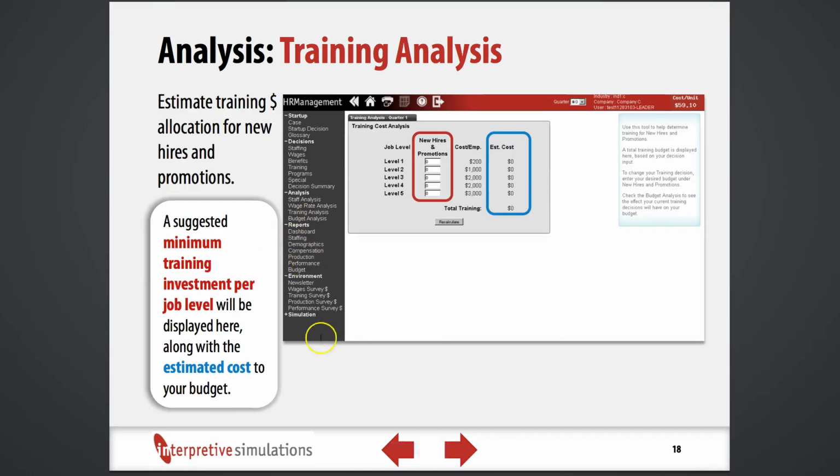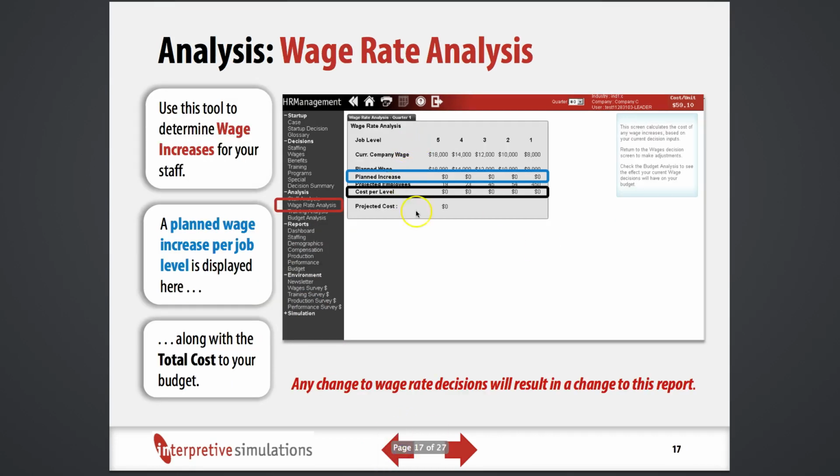So, whoops, let me go back again. I apologize for that click. So what you want to do is make sure that you're looking at what your planned increase is and what the cost is, and then see what kind of impact that has on your budget. So it's like it says down here, along with the total cost to your budget.